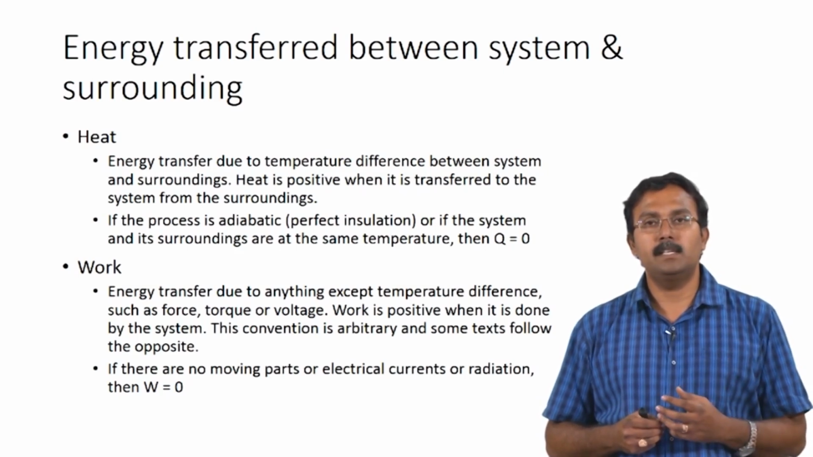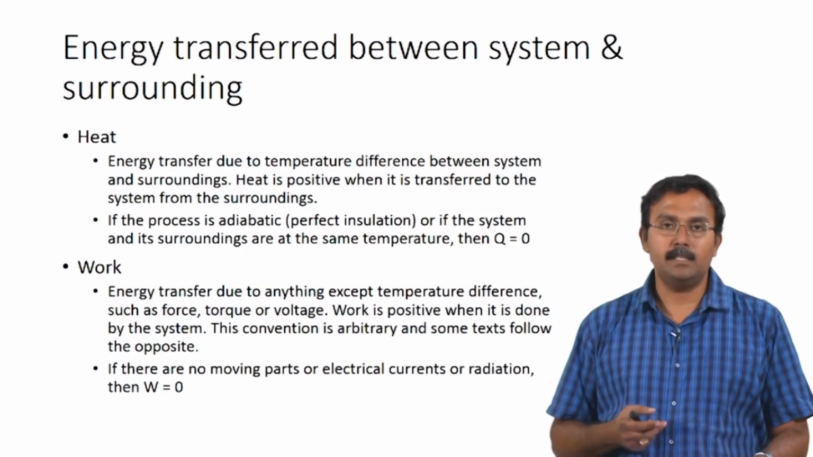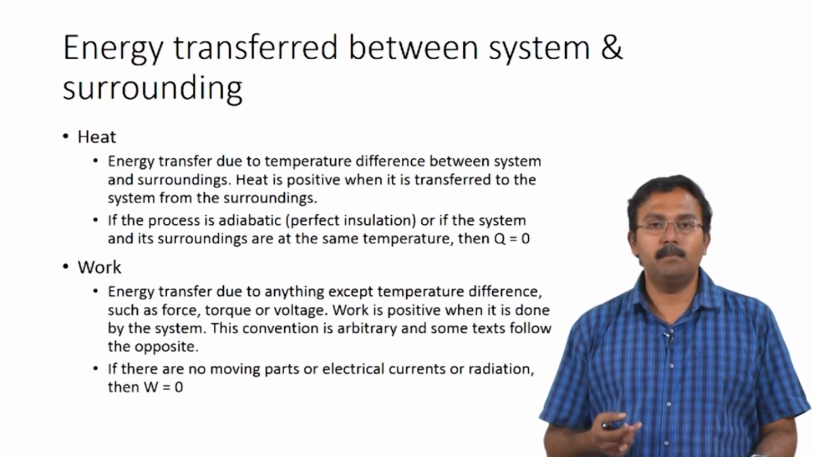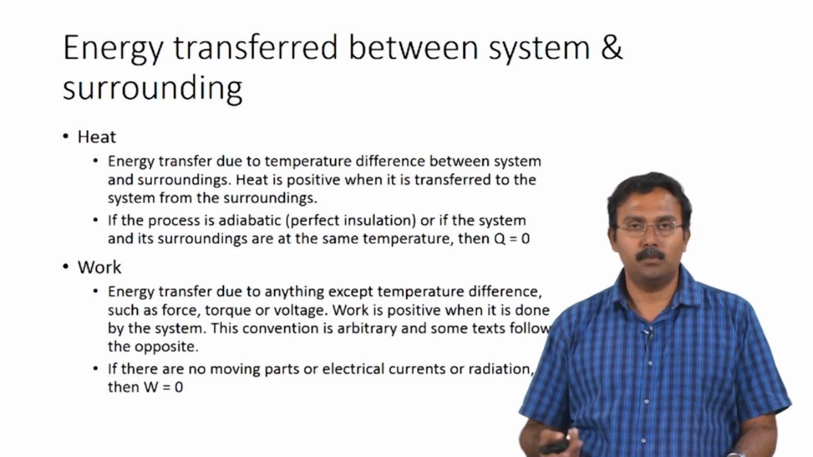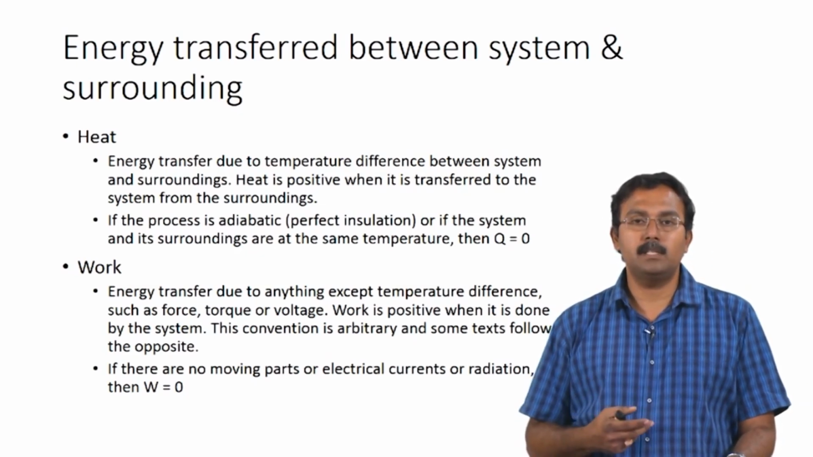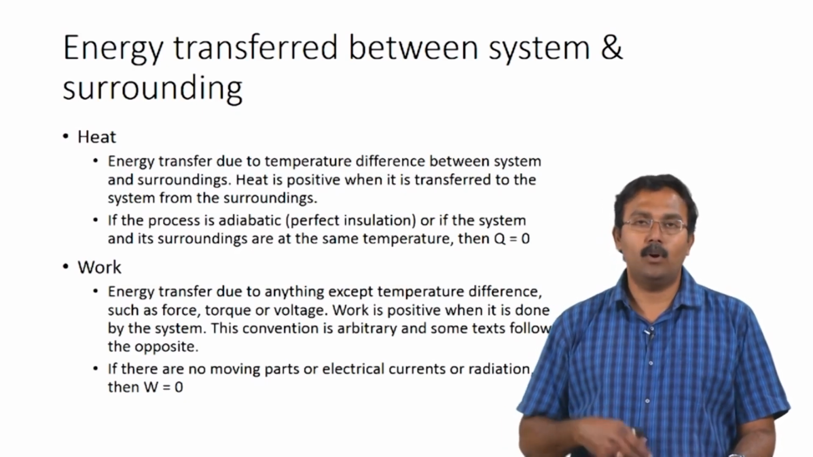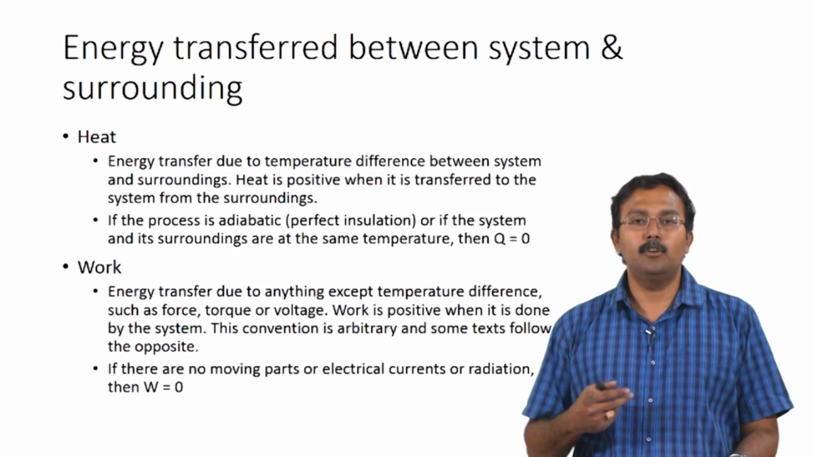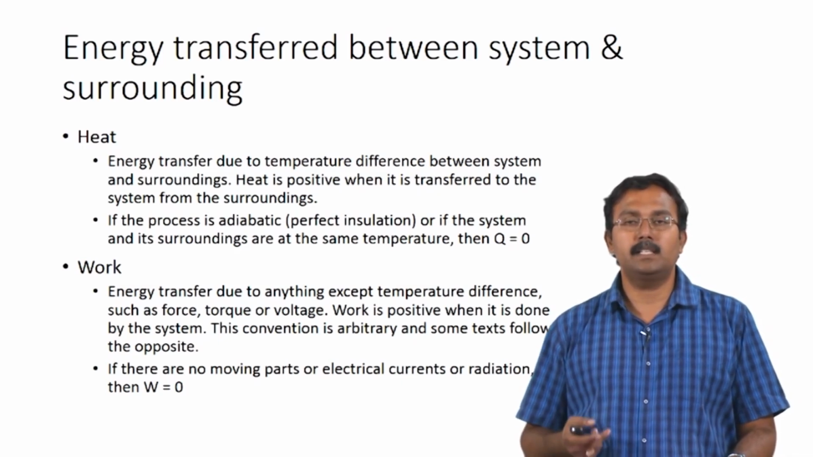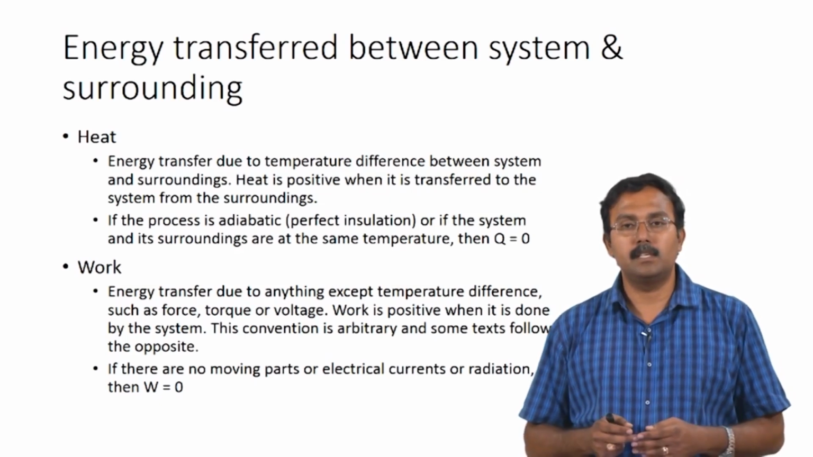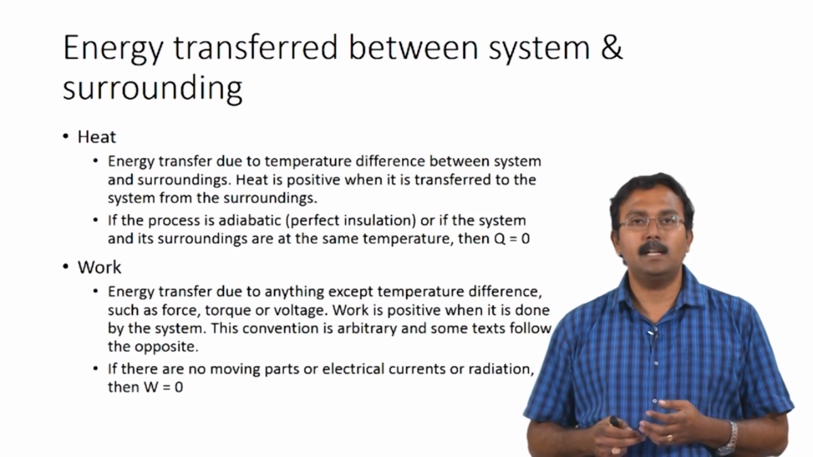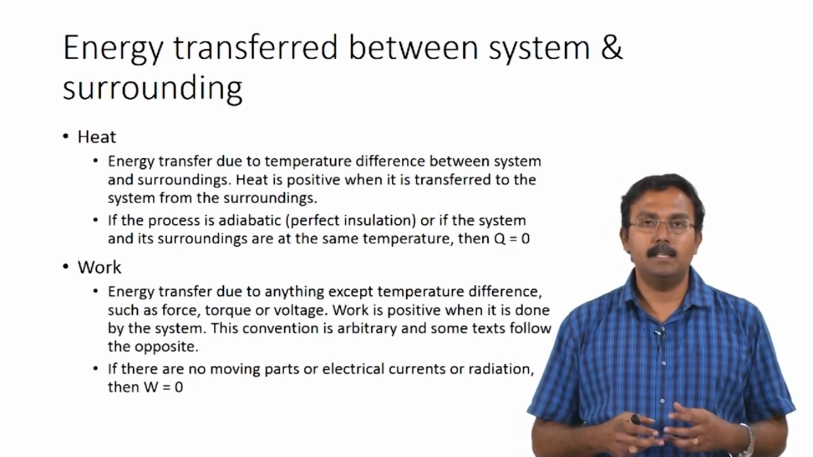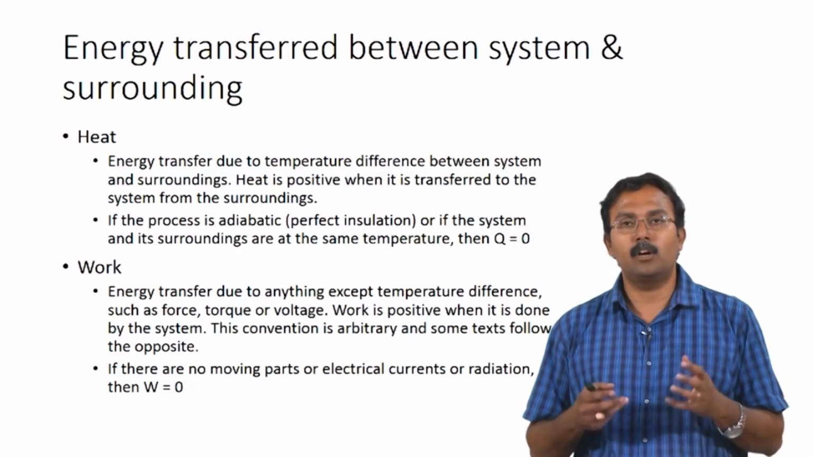The next form of energy which can be transferred between the system and the surroundings is the work term. The energy which is transferred due to anything except temperature difference, it might be because of force, torque or voltage, is called work, and work is treated to be positive when it is done by the system, and it is negative when it is done on the system. Again, this convention is arbitrary, some textbooks tend to follow the opposite. If there are no moving parts or electrical currents or radiations in a system, then work is considered to be 0. Most of the systems we have been looking at, we do not account for electrical work or nuclear work, we are only looking for moving parts, and when there are no moving parts, we have been assuming the work component to be 0.